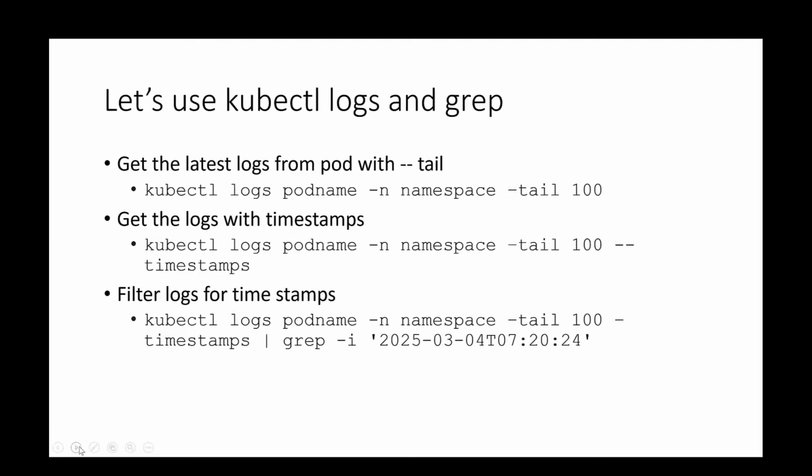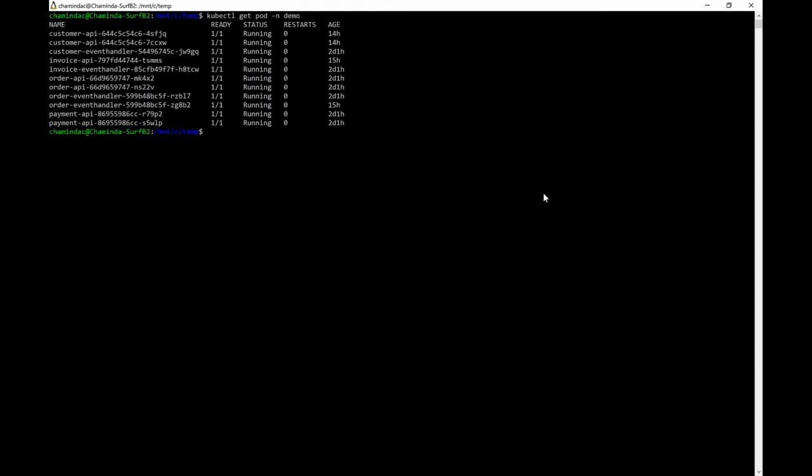So let's first move on to kubectl logs and grep. Basically we can get a log out of kubectl using kubectl logs and the pod name, provide the namespace, and then you can say you need only the last 100 lines by specifying --tail 100. Now there's a mistake in this slide, it's not a single dash, it should be --tail. So let me switch to the WSL window and look at a set of logs.